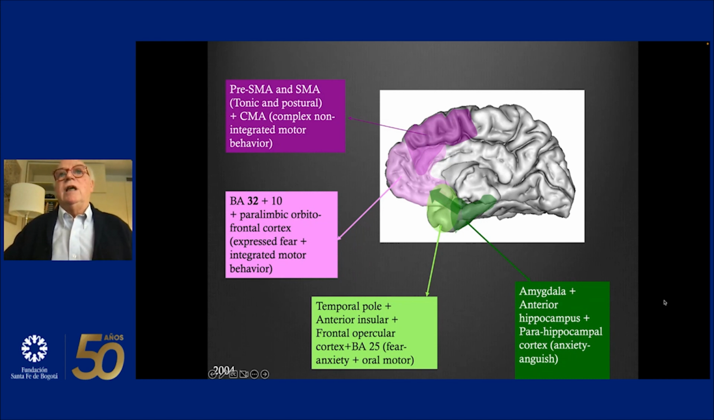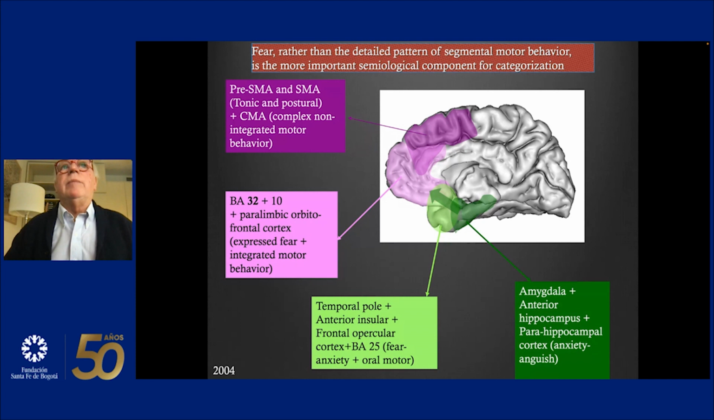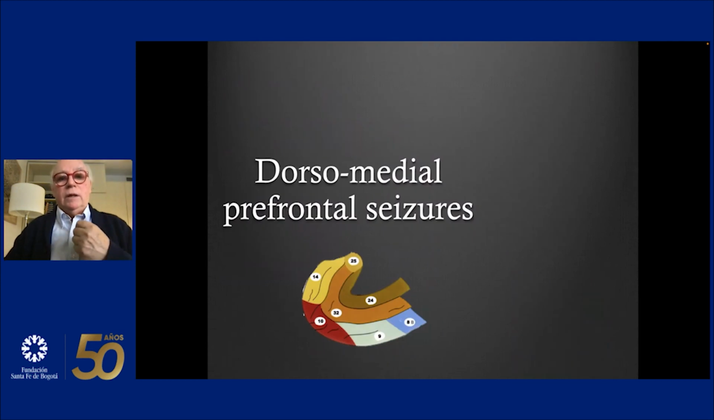So you see this spectrum: dorsally, the more motor expressions, and ventrally, the more experiential expression of fear. This is the way we can be oriented with this type of semiology. Then you see, you cannot dissociate the different elements in this behavior. You have to apprehend it as a whole behavior.